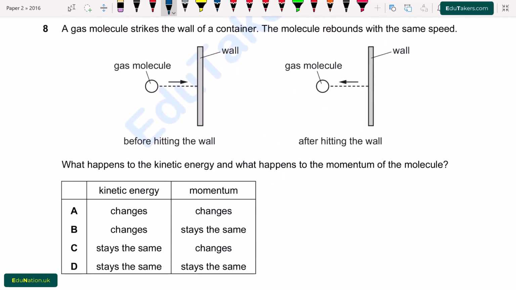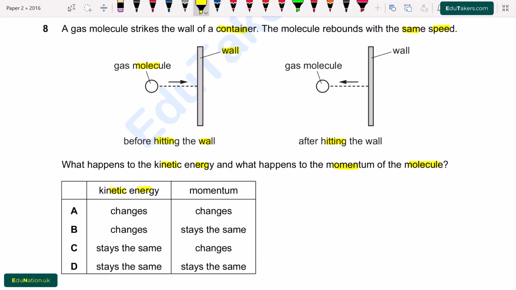Question number 8. A gas molecule strikes the wall of a container. The molecule rebounds with the same speed. Here is a gas molecule. It strikes the wall and then rebounds back. Figure 1 shows before hitting the wall and the other figure after hitting the wall. What happens to the kinetic energy and what happens to the momentum of the molecule?